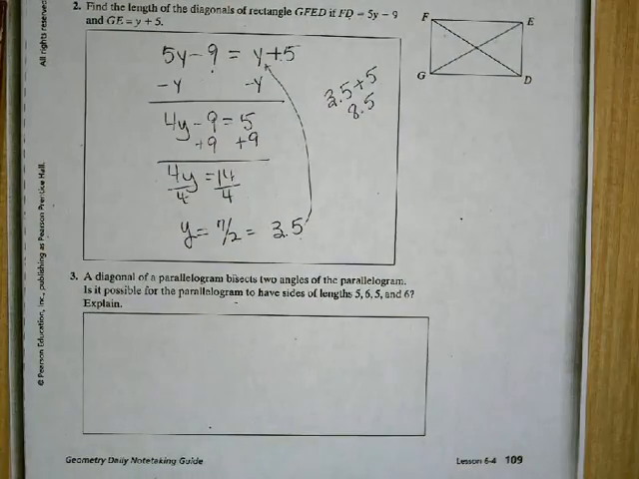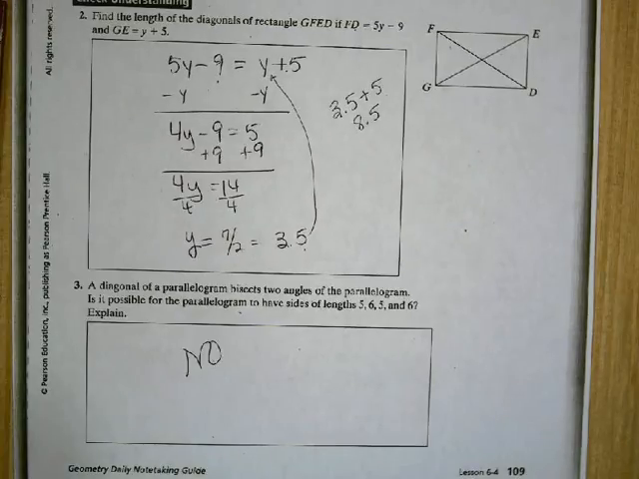A diagonal of a parallelogram bisects two angles of the parallelogram. If a diagonal bisects two of the angles, then it's supposed to be a rhombus. Is it possible for that parallelogram to have side lengths 5, 6, 5, 6? Can a rhombus have those side lengths? Tell me what you know about a rhombus. All of the sides are supposed to be congruent. So does that sound like it's going to work? No. Okay.